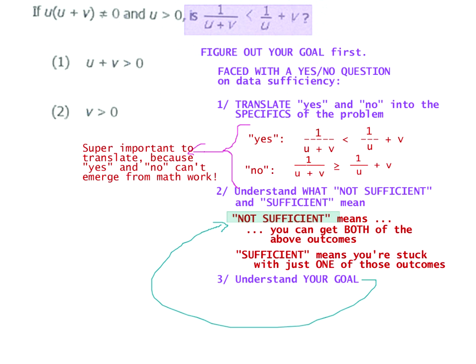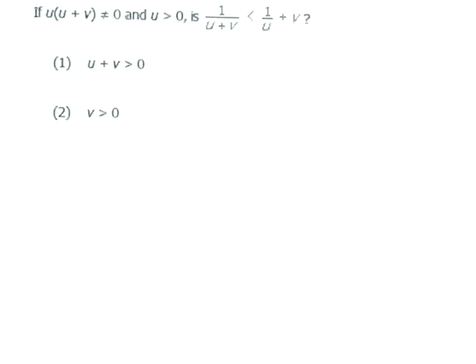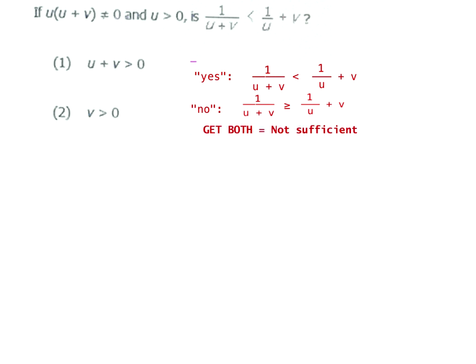So let's take this to the next page where we have some free space. And you want to do this every single time. So there's the question, and then here's the yes and no. Getting both is not sufficient. And not being able to get both is sufficient.